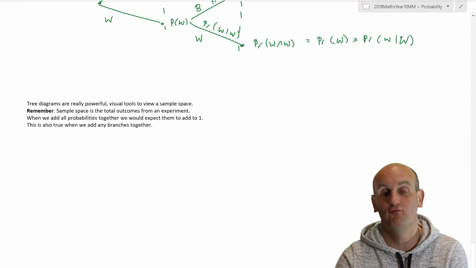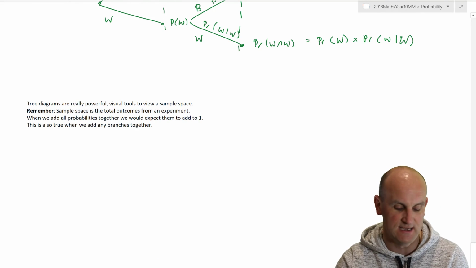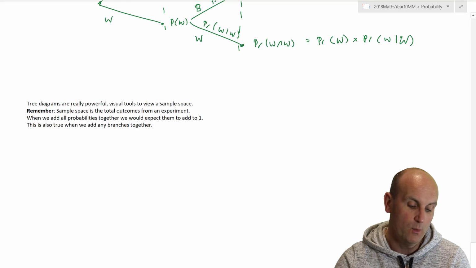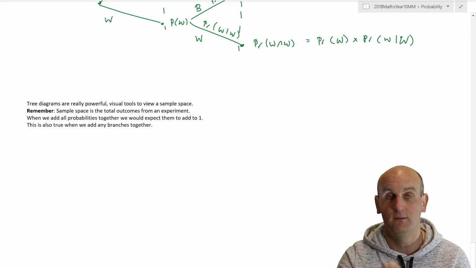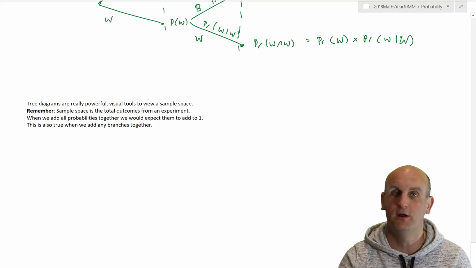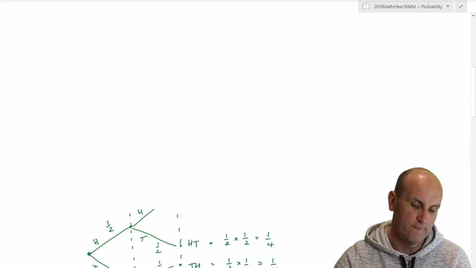Now, tree diagrams are really, really powerful. They're visual tools to help us view sample spaces and work out probabilities, yes? When we add all probabilities together at the end of those rows, at the end of the column, it must be 1, as do the branches all add up to 1. Well, ladies and gentlemen, that is it for this lesson.